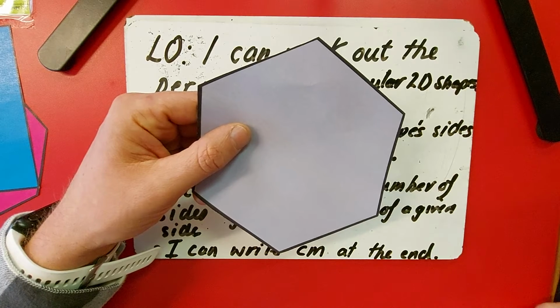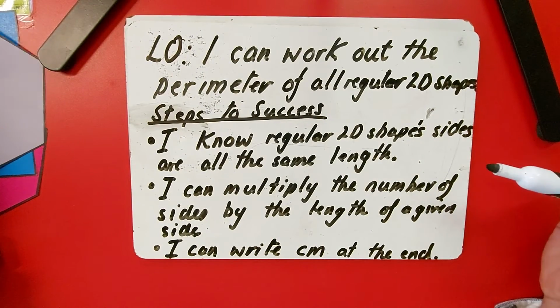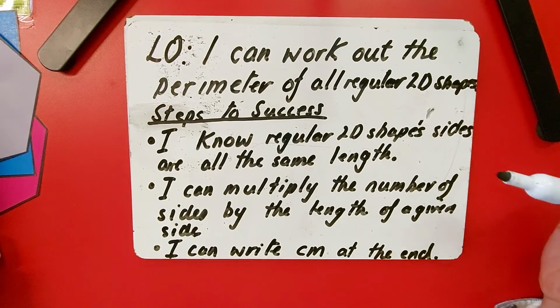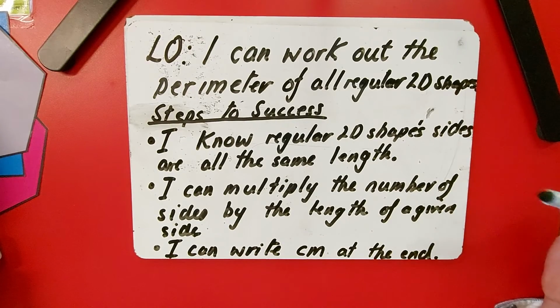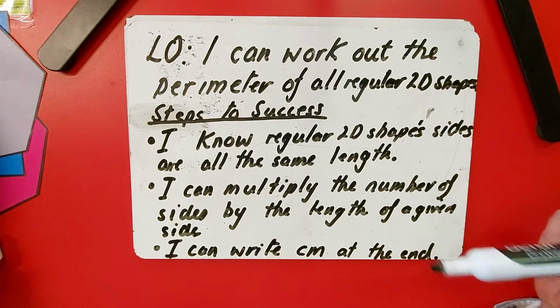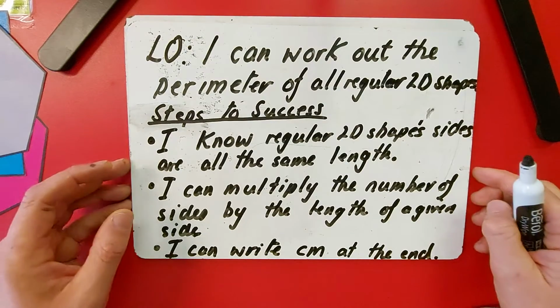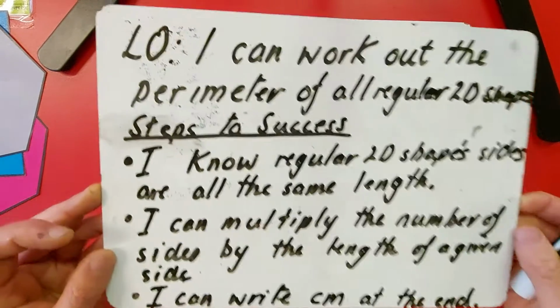Obviously, I'm going to clear that up a little bit more when we look at it. So quick recap. You need to know that all the sides are the same length on regular 2D shapes. You need to multiply the number of sides by the length of a given side, and then you need to write centimeters at the end. Let's look at a few examples now.